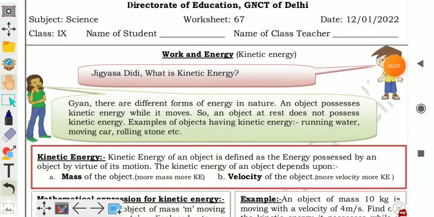Welcome children. Today is worksheet number 67, Work and Energy. In this worksheet, we will learn about kinetic energy.